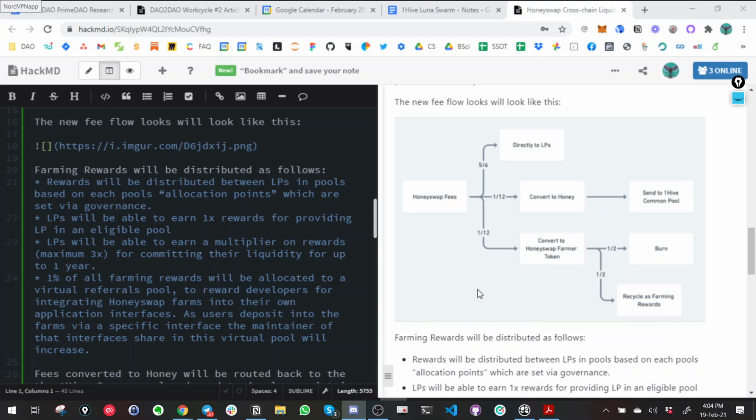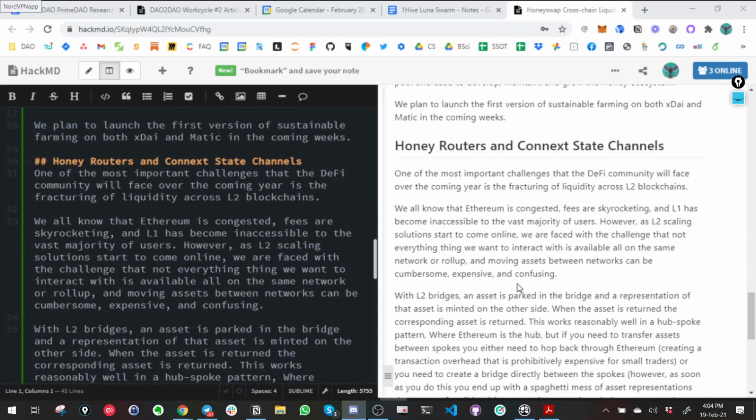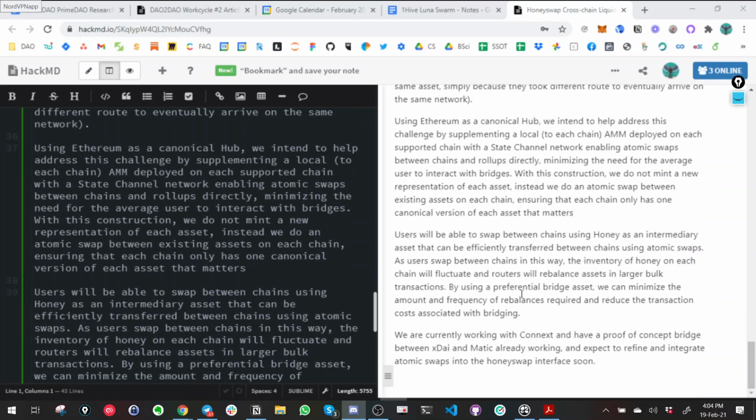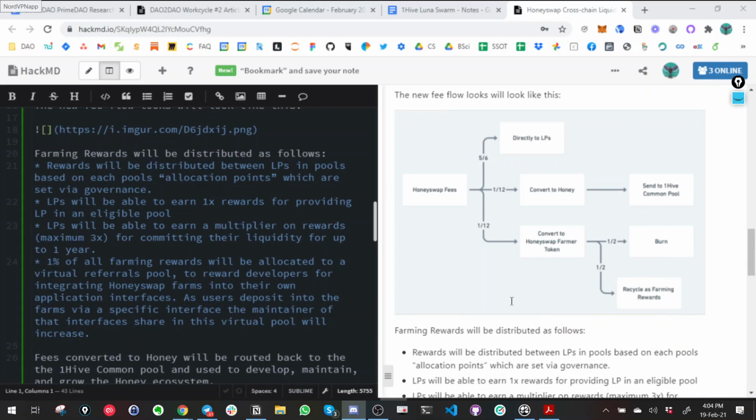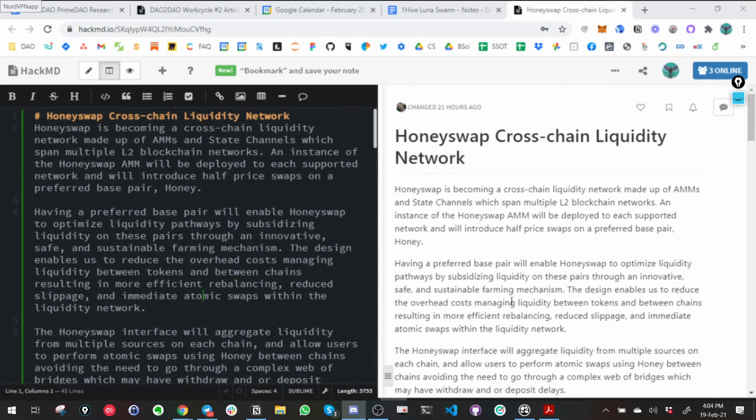And we're working with Connext to create a state channel network between chains. So we'll be able to do atomic swaps as part of the trading process. So you go to the Honey Swap interface on XDAI and make a trade. You may actually have a more complicated trade that does an atomic swap over to Matic, makes a trade, returns, and comes back because fees are low, but liquidity is fractured.